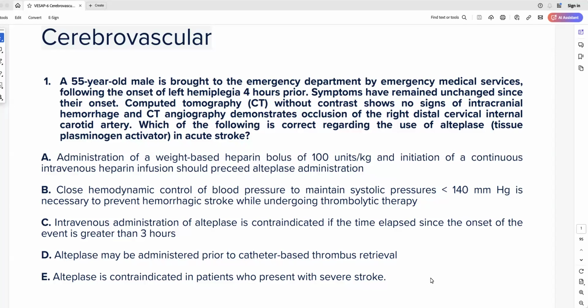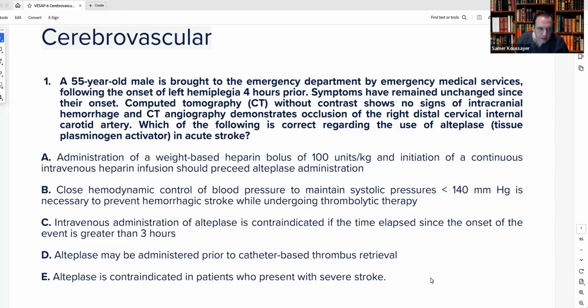A. Administration of weight-based heparin bolus of 100 units per kg and initiation of continuous IV heparin infusion should proceed alteplase administration. B. Close hemodynamic control.